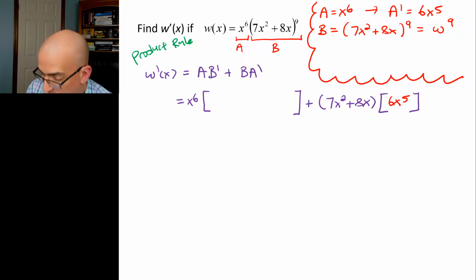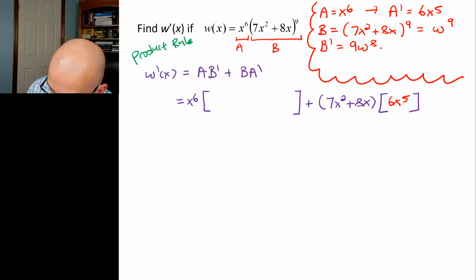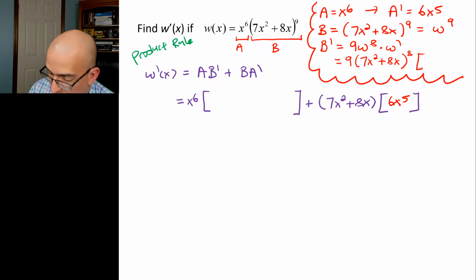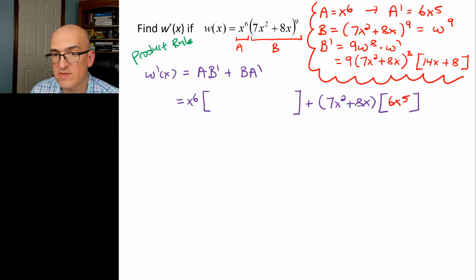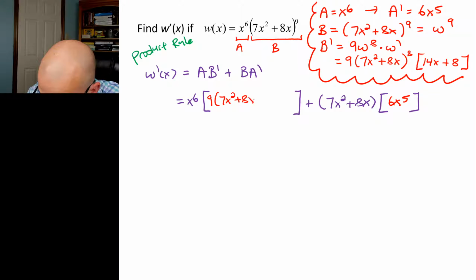When we take the derivative of w to the power of 9 for b prime, we'll have 9w to the 8 times w prime, which is 9 times 7x squared plus 8x to the power of 8 multiplied by the derivative of 7x squared, which is 14x, plus the derivative of 8x, which is 8. And that's what will go in the bracket with x to the power of 6. So 9 times 7x squared plus 8x to the 8 times 14x plus 8. And that is the answer.